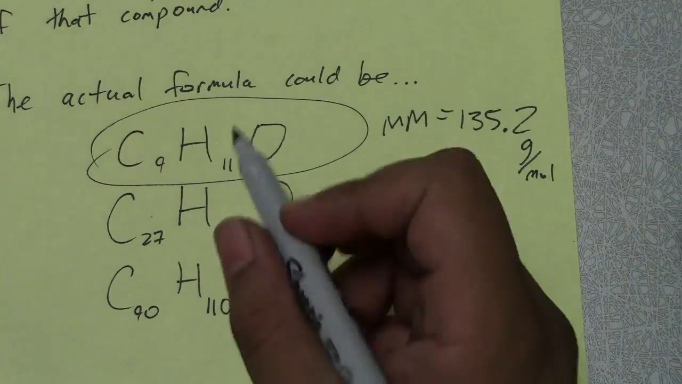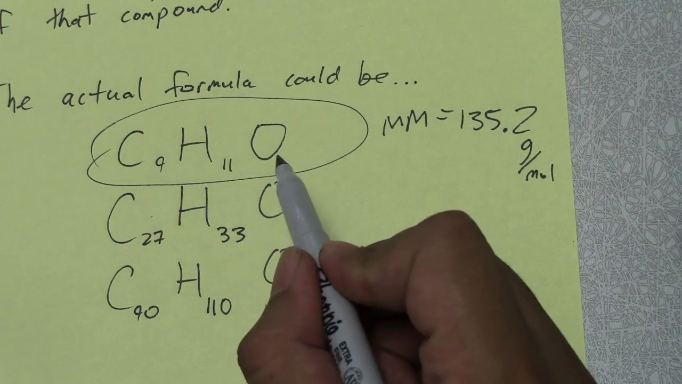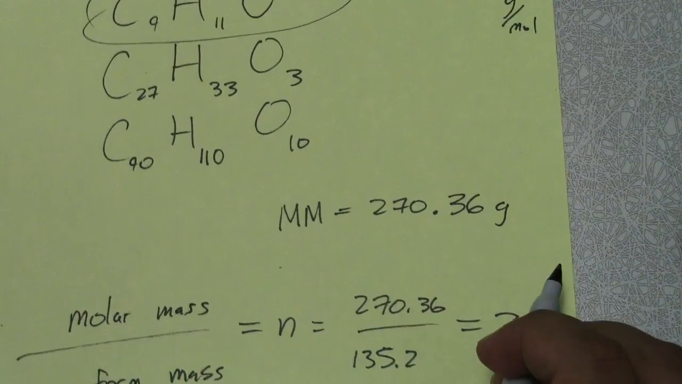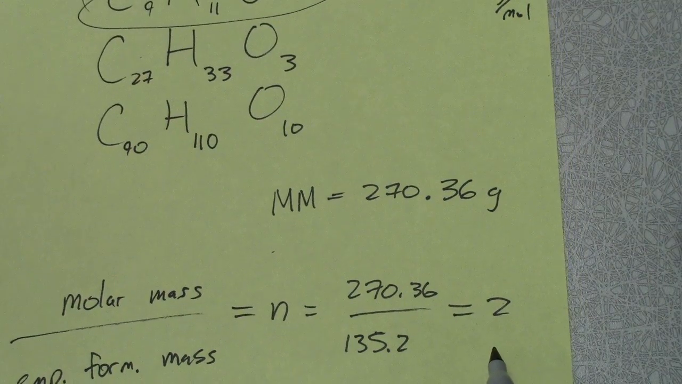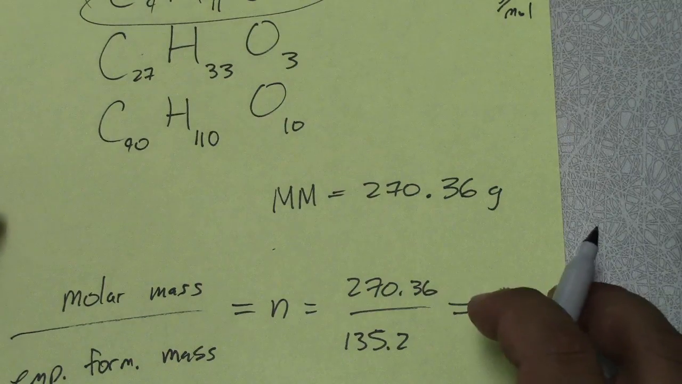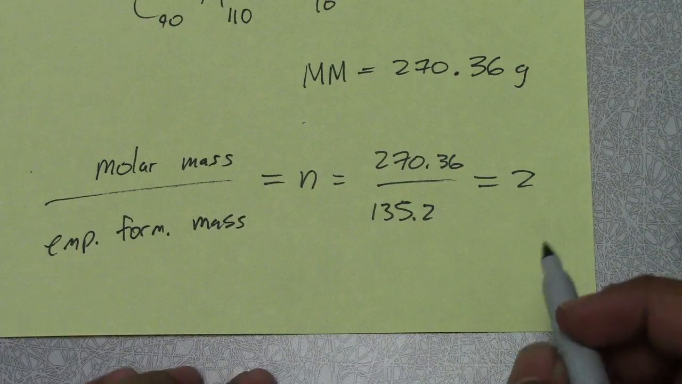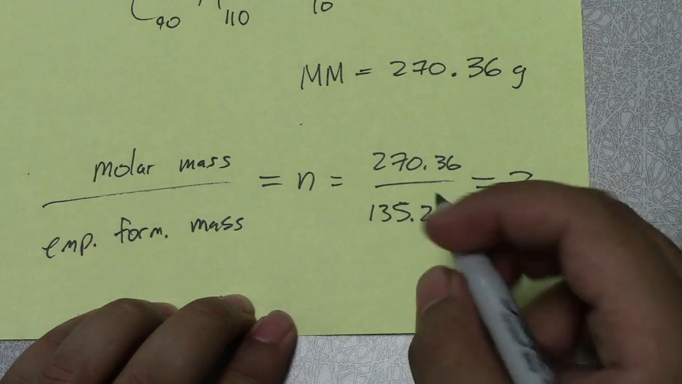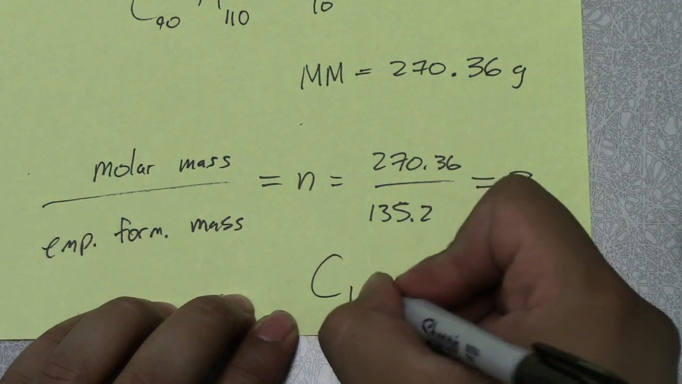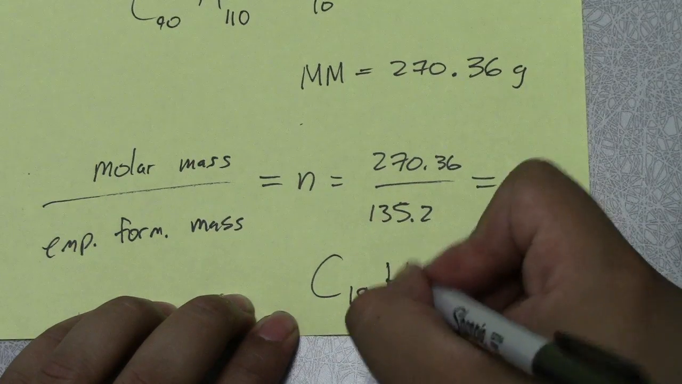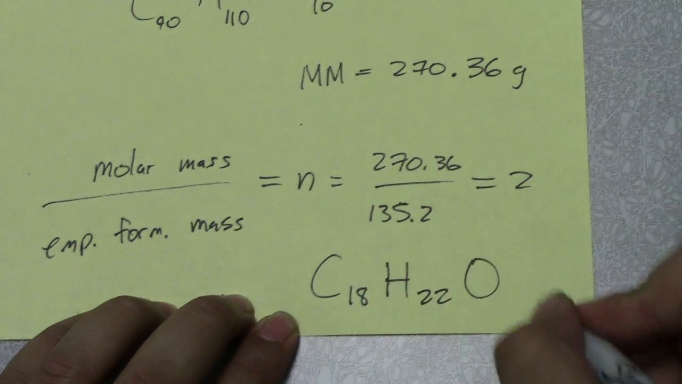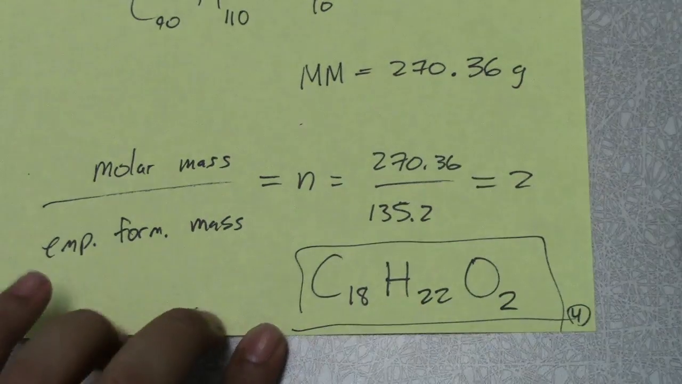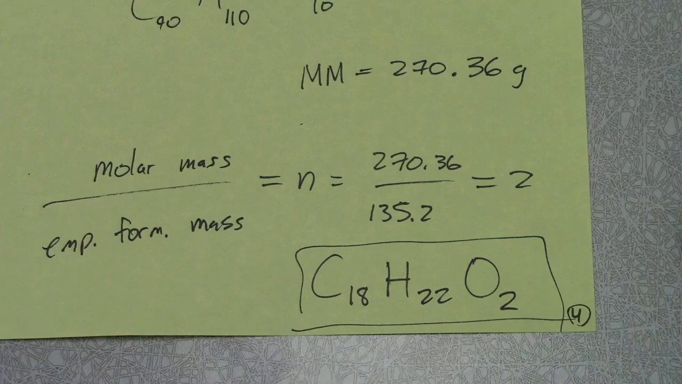So I kind of conspicuously skipped multiplying this by 2 above. I multiplied by 3 instead, but it turns out N is equal to 2. So to find my actual formula, all I have to do is multiply by 2. So instead of C9H11O, I'll multiply each of those numbers of particles by 2, giving us C18H22O2. And that, my friends, is the formula of the compound.